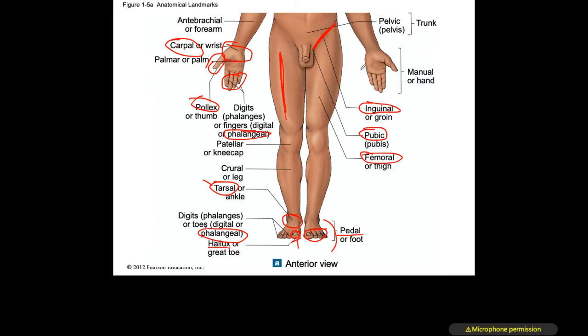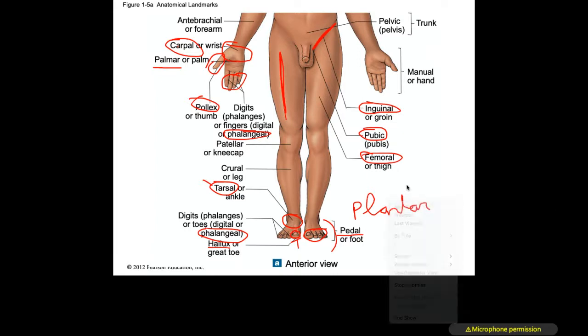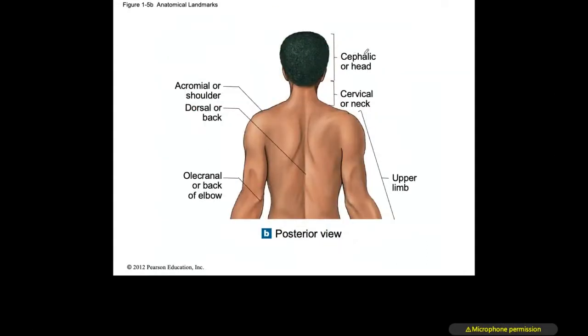Okay? The palm is called palmar. Whereas the bottom of the foot, it's not showing it here, but the bottom of the foot is called plantar. So the plantar surface of the foot is the underneath surface. The plantar surface is here on the bottom, like the sole of the foot. Again, cephalic means head, cervical means neck. This is your upper limb.